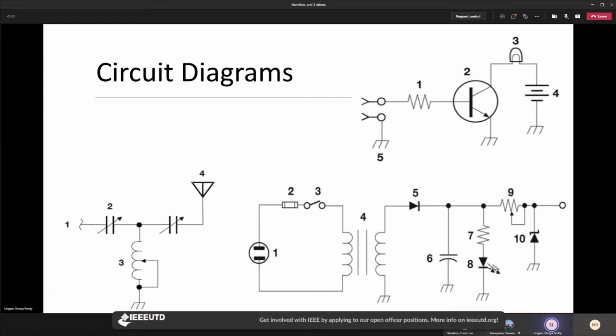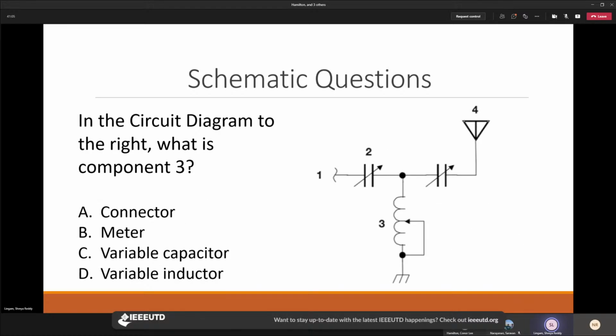We're now going to go through 3 circuit diagram questions. The first question is, in the circuit diagram to the right, what is component 3? A, a connector, B, a meter, C, a variable capacitor, or D, a variable inductor. So I'll give everyone 15 seconds.